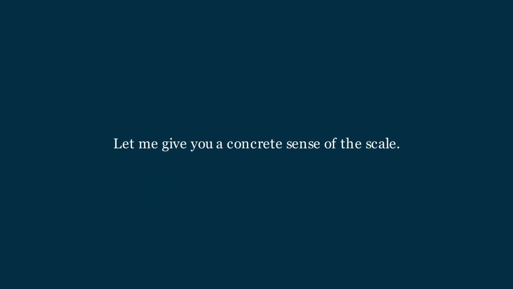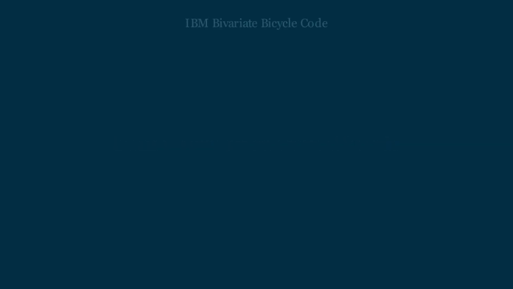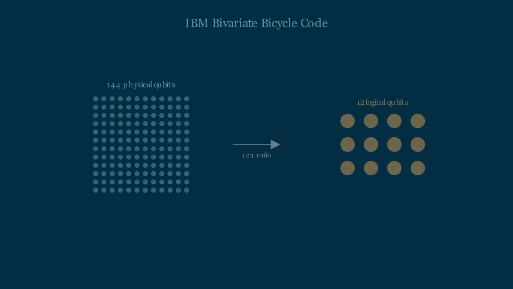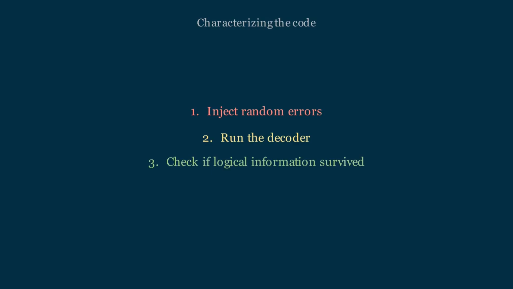Let me give you a concrete sense of the scale of the problem. IBM's current leading quantum error correcting code, called the bivariate bicycle code, has 144 physical qubits encoding 12 logical qubits. To characterize how well this code performs, researchers need to run millions of simulations. Each simulation injects random errors, runs the decoder, and checks if the logical information was recovered. Do this 10 million times across many different error rates.